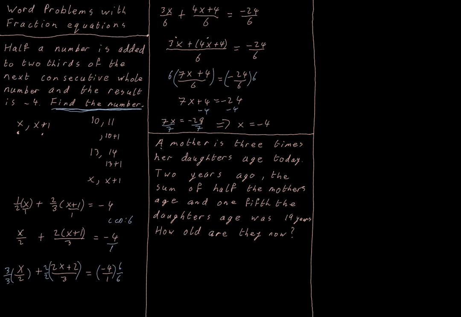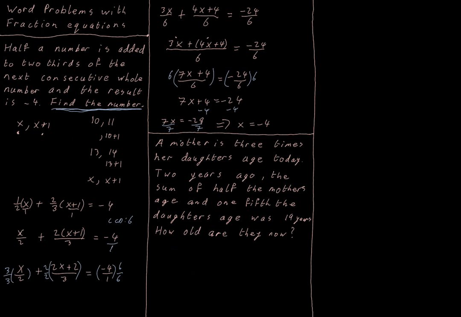Now, next question. A mother is 3 times her daughter's age today. 2 years ago, the sum of half the mother's age and 1/5 of the daughter's age was 19 years. How old are they now? So now would mean today. So this information about the mother being 3 times the daughter's age is about now. So we're being told that information now. So we need to label these things.